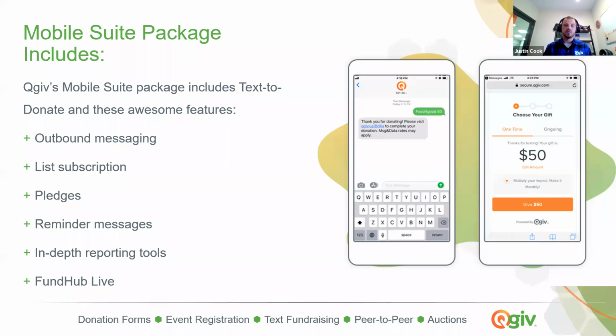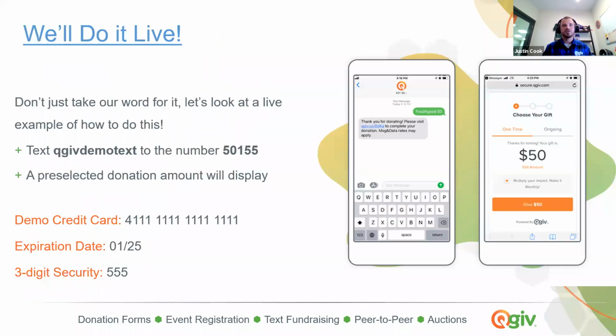So not only will you be able to see how your text fundraising is doing, you'll also be able to use our forms and see how you're performing there as well. You'll also gain access to what we call our Fund Hub Live. So that is a live, just updating page with your fundraising campaign for the thermometer. And you can even include your text keyword on there as well. But let's look at that live.